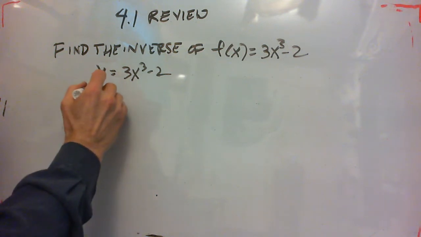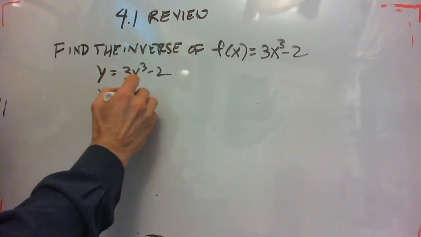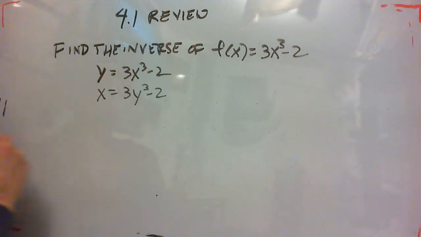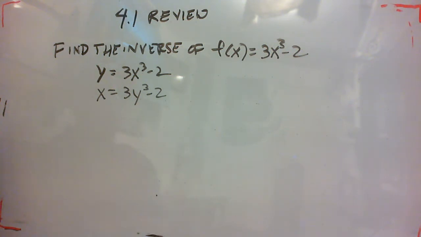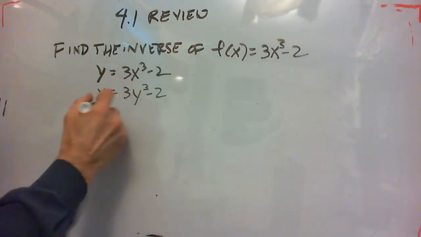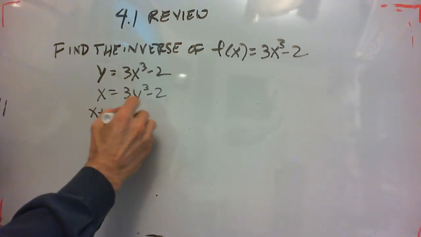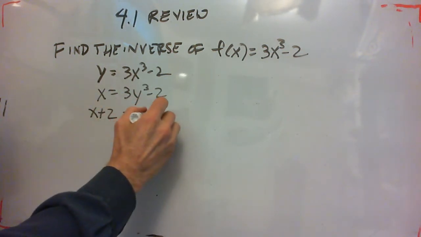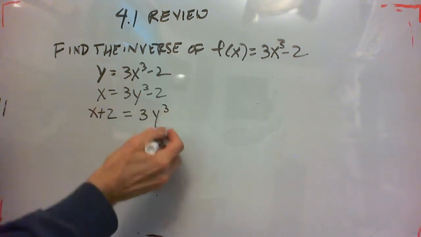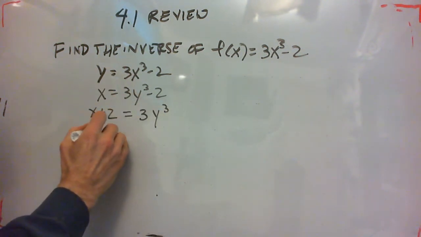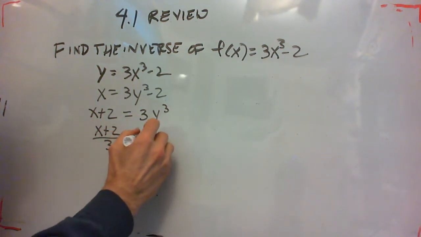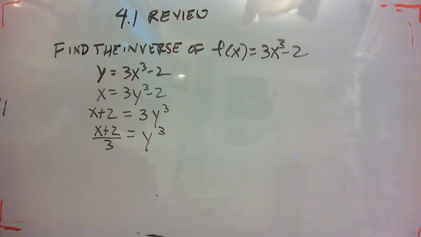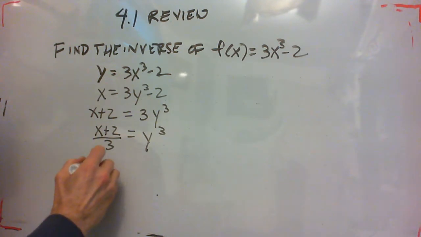Switch x with y. X equals 3y cubed minus 2. And then solve for y. To solve for y, we'd add 2 to both sides. So we get x plus 2 equals 3y cubed. Divide both sides by 3. So (x plus 2) over 3 equals y cubed. And then last, cube root both sides.